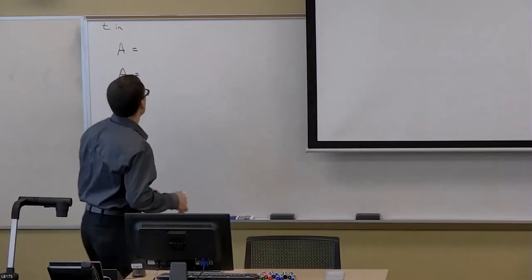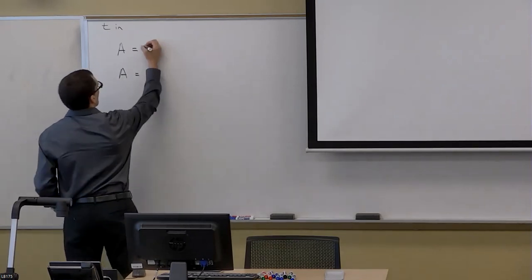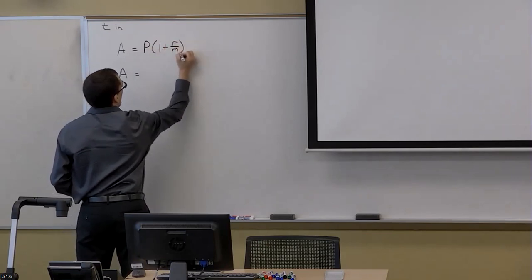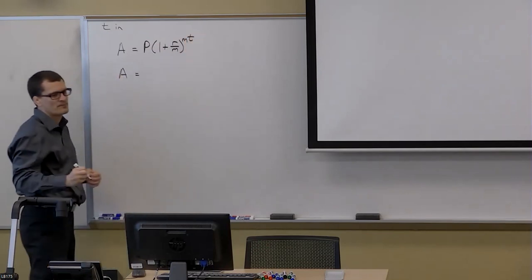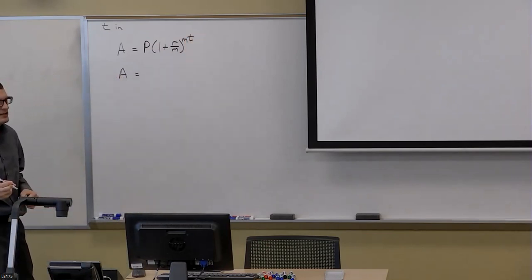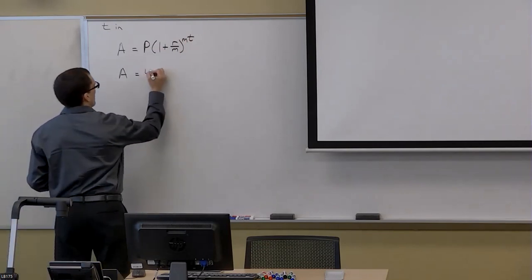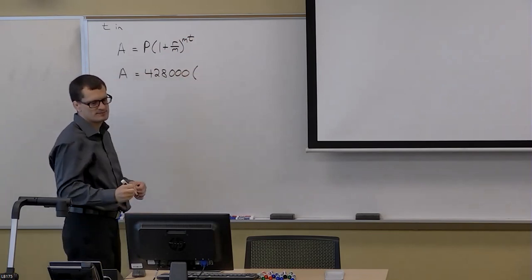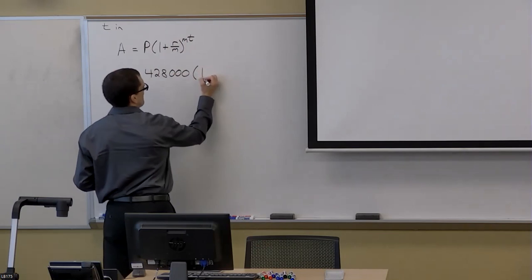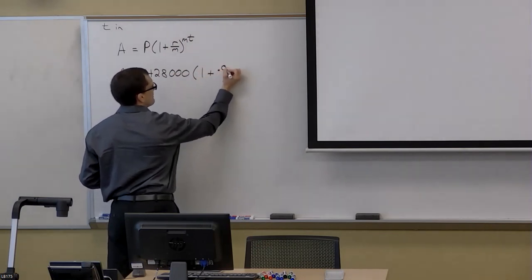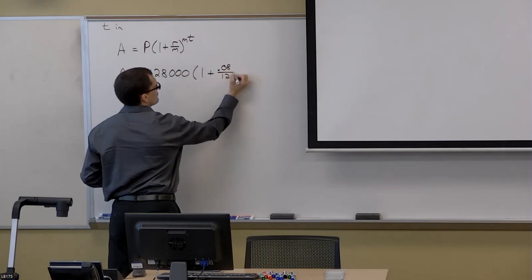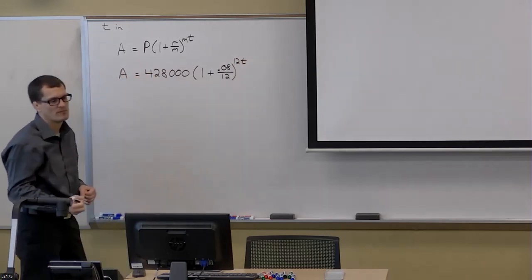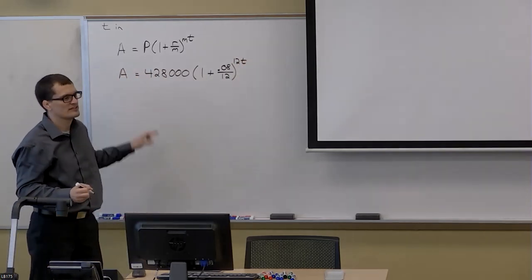All right, let me go through this. Because we're compounding monthly, we're utilizing that equation. The amount in the account was 428,000, and it was supposed to be compounding at a rate of 8%. So it's 8% compounding monthly, and the equation looks like that.